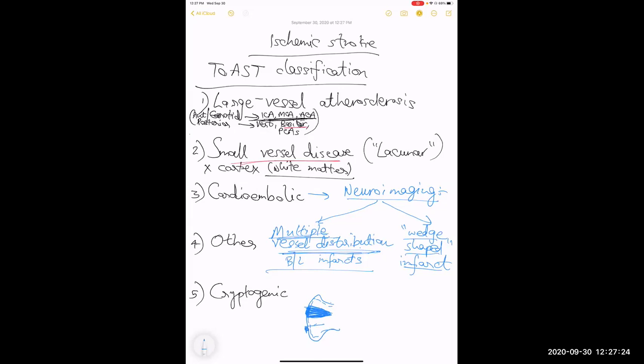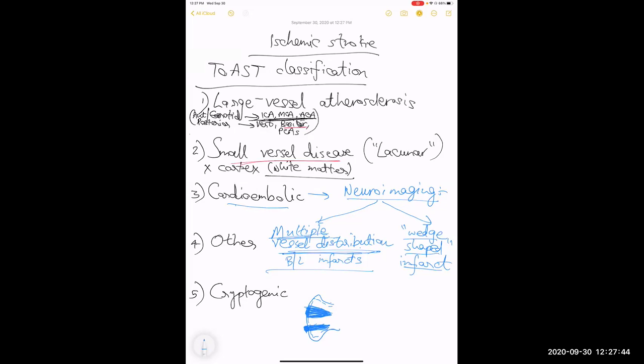So the clot that comes from the heart, for example, if there is a big embolus that came from the heart, it's going to stop right here. And then it will affect everything downstream, which usually is a combination of both cortex and white matter involvement. So if you see a wedge-shaped infarct, think cardioembolic, although it's not unique to the cardioembolic, by the way.